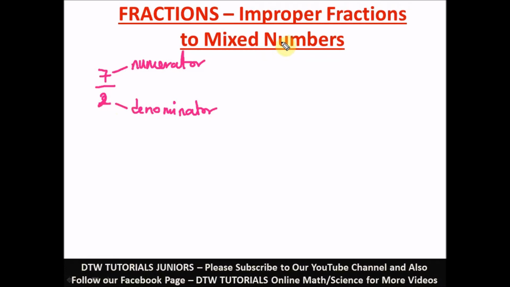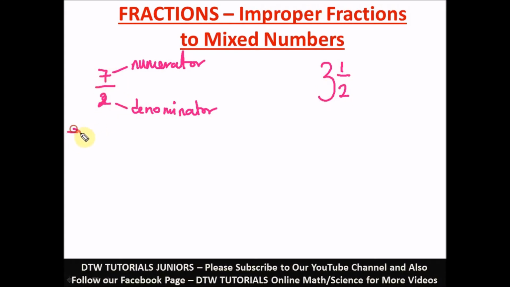Now, what is a mixed number? A mixed number is when you have a whole and a fraction beside it. Let's say you have 1 over 2. This is a mixed number. It has a whole and a fraction beside it. This is a mixed number. So in this class, I'll be giving several examples on how to convert an improper fraction to a mixed number. Now let's start with this 7 over 2.